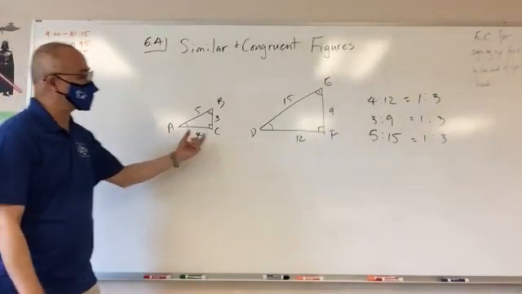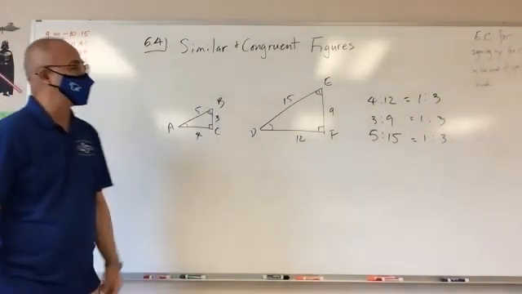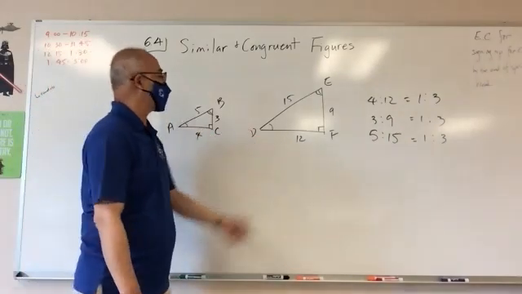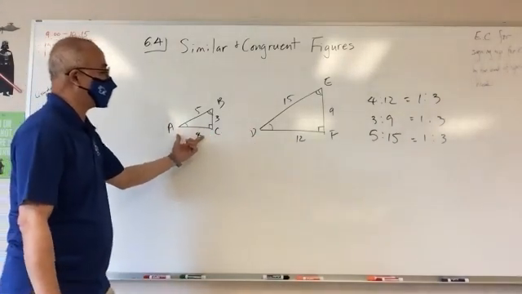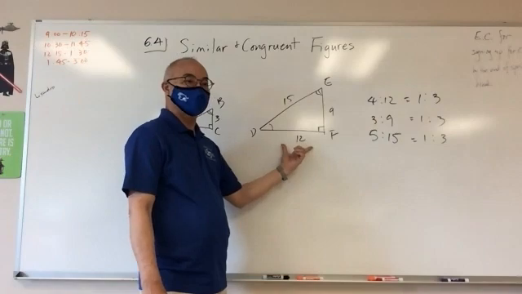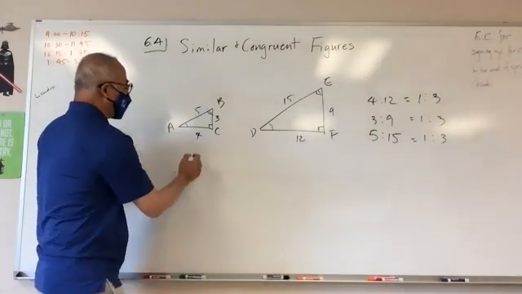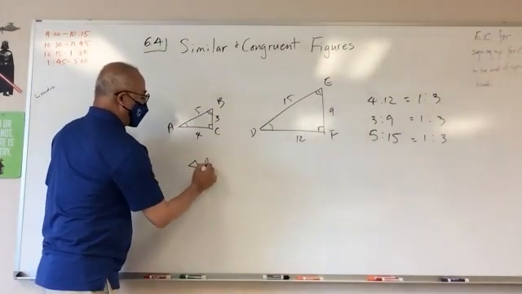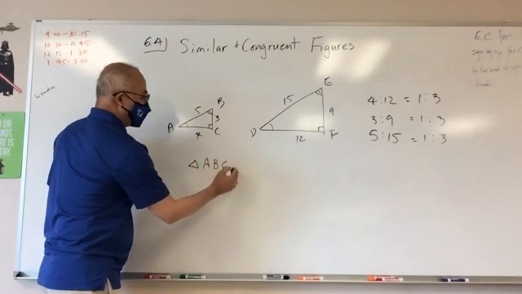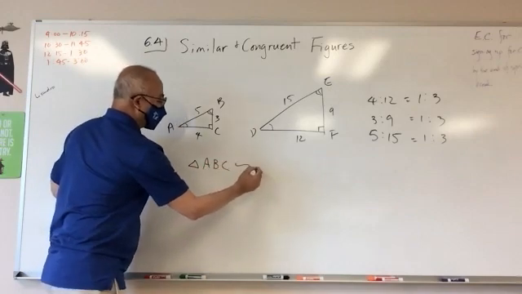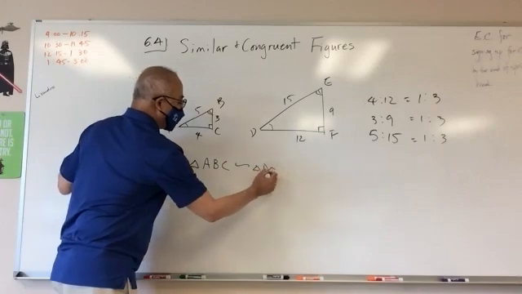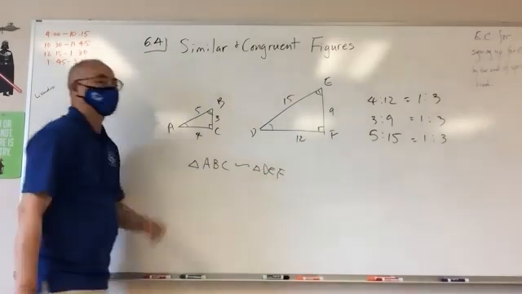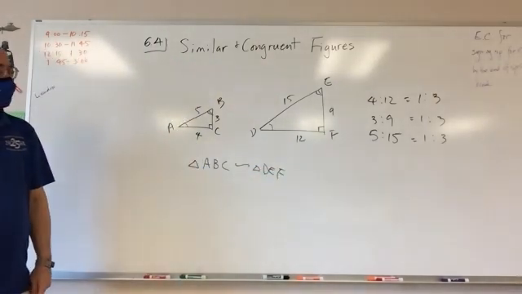So in this situation, we would call this a similar triangle. So triangle ABC is similar to triangle DEF. And the way we notate that is triangle ABC similar to triangle DEF.